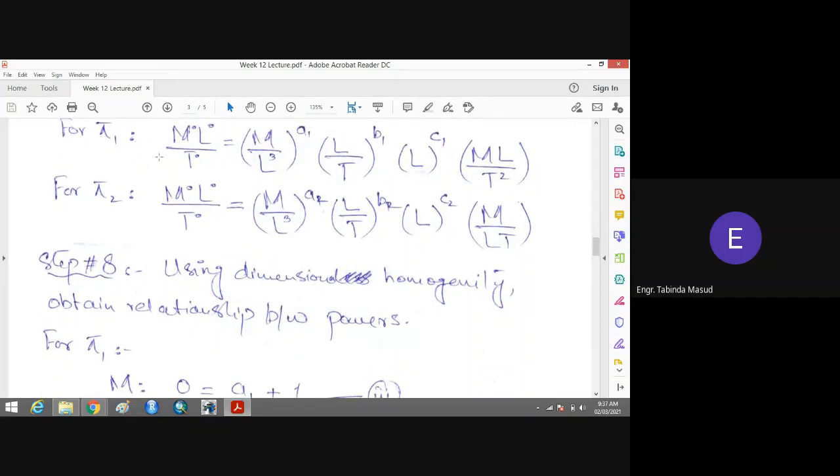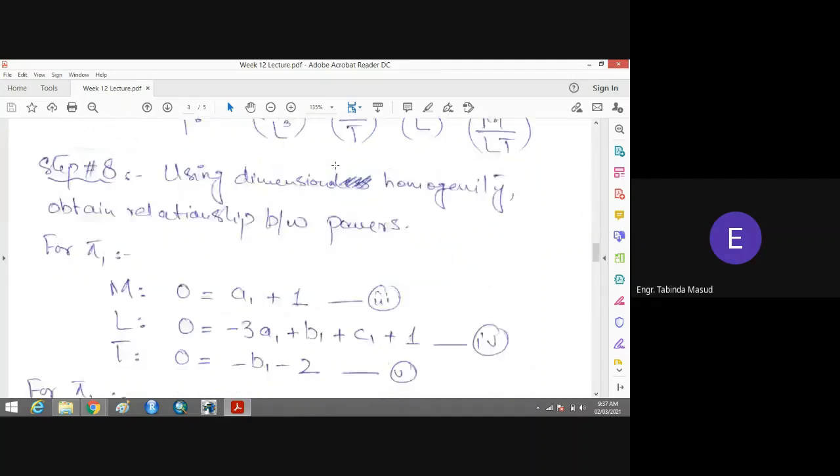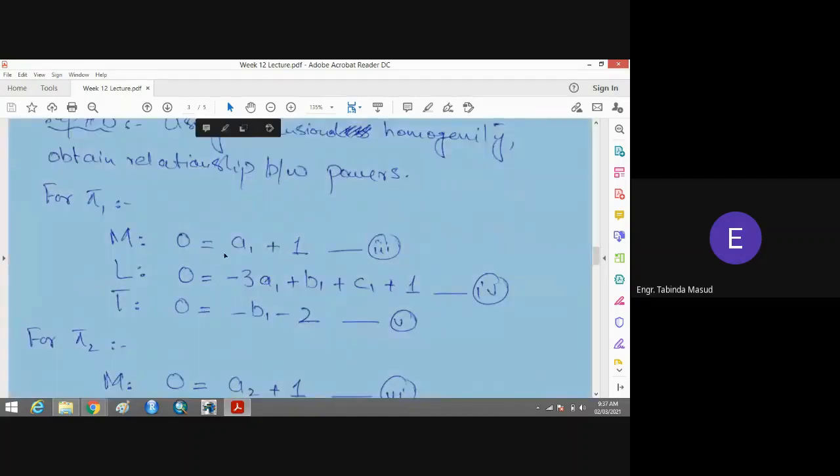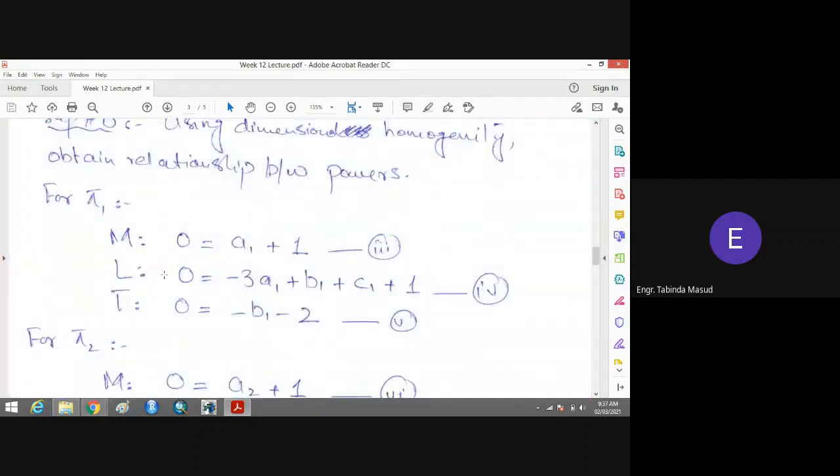For pi 1, you will obtain the relationship between the powers by the same method as we did in Rayleigh's procedure. First of all, you have to obtain the relationship for the powers of m. We know that here 0 is equal to a1 plus 1. No m here, no m here, and here its power is 1. So 0 is equal to a1 plus 1.